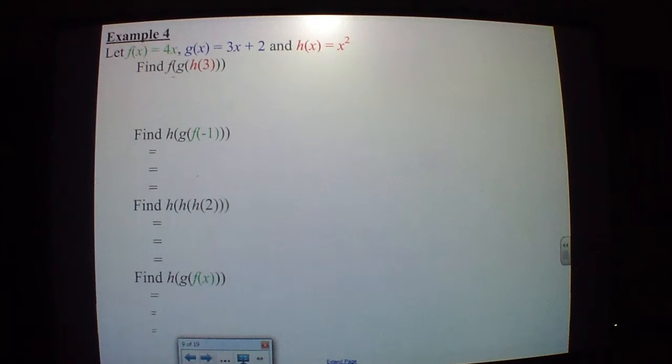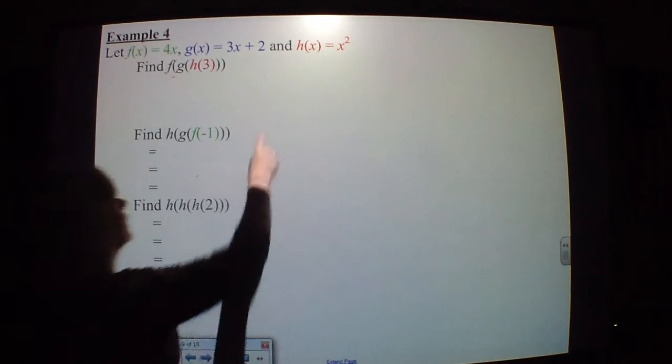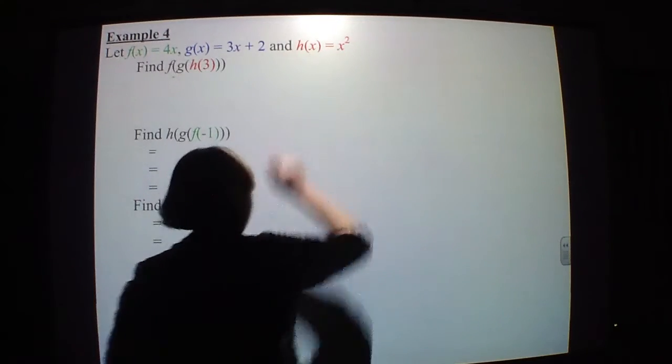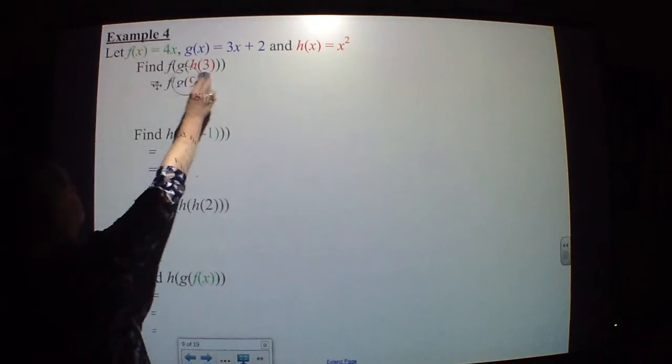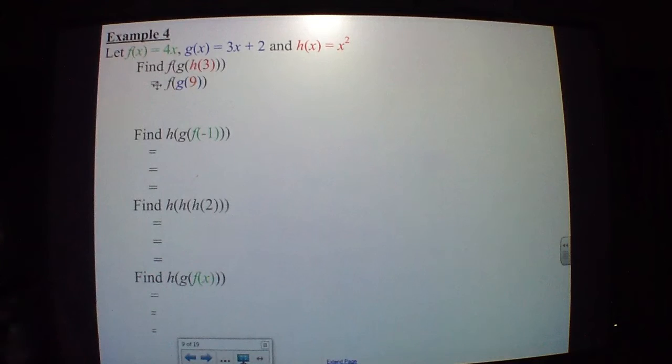Let's find f of g of h of 3 for f of x is equal to 4x, g of x is equal to 3x plus 2, and h of x is equal to x squared. So I have h of 3. H of 3 is 3 squared, which is 9.